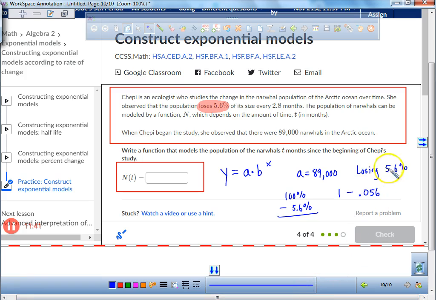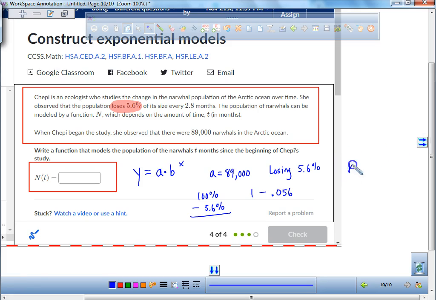What do we keep? 94.4%. So if we're losing this, what population are we keeping? We're keeping 94.4%, and that decimal is 0.944. That's the important number because that literally is your decay factor. That's the factor for B.